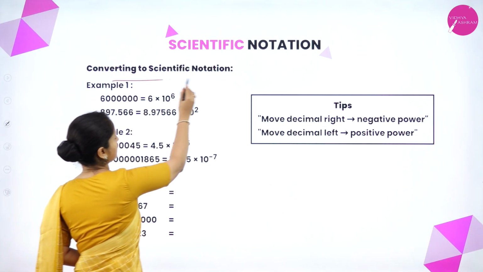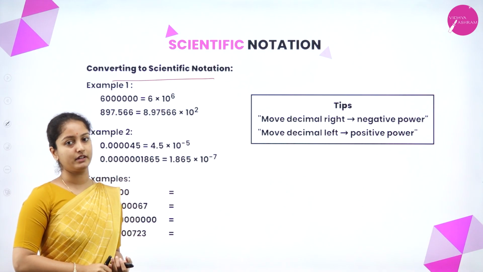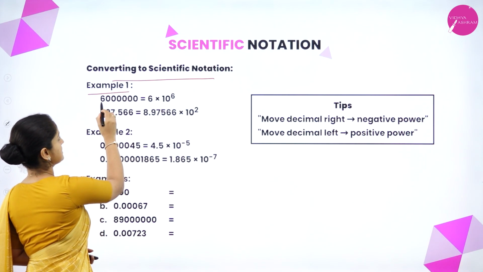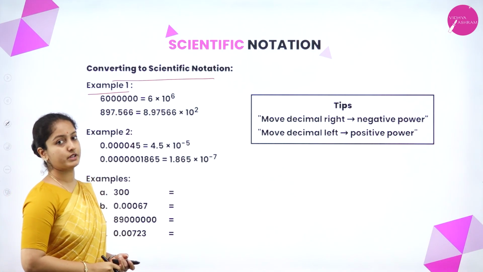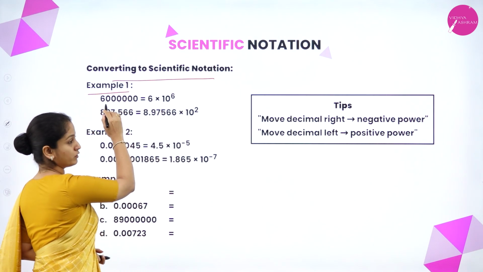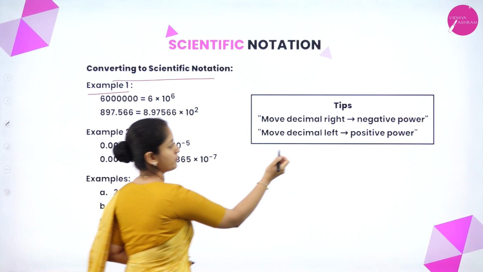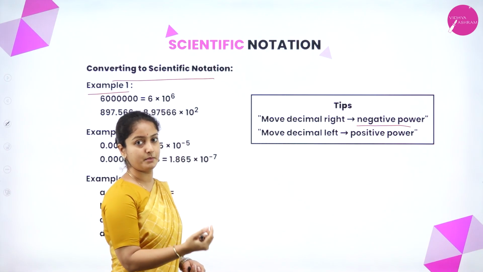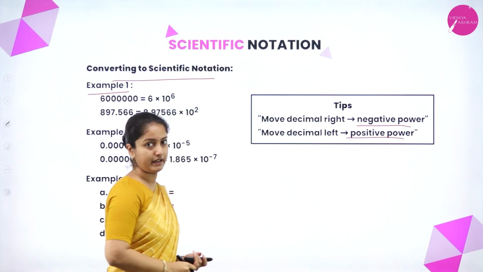So, converting to scientific notation. Now, how to convert given numbers to scientific notation? So, for example 1, the question is 6000000, and how do you represent it with scientific notation? See, when you have to move the decimal from left to right, the power will become negative. When you move the decimal from right to left, then the power will become a positive integer.